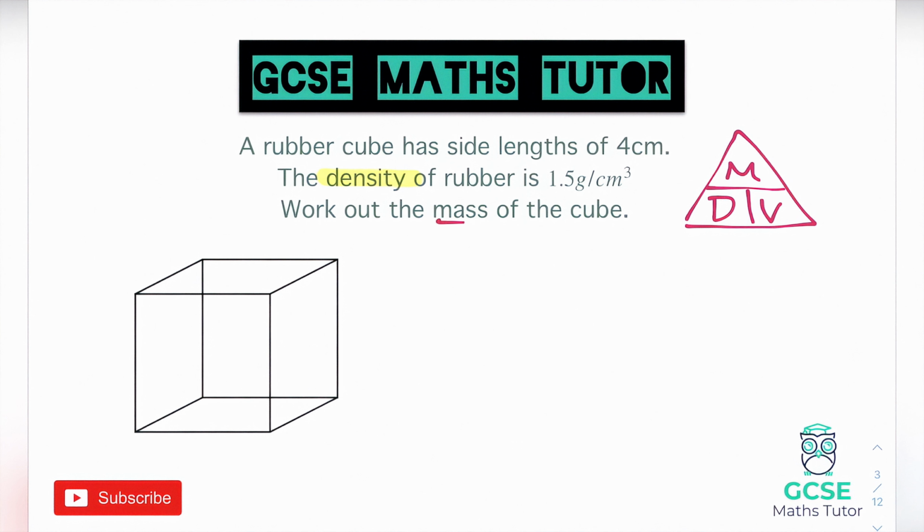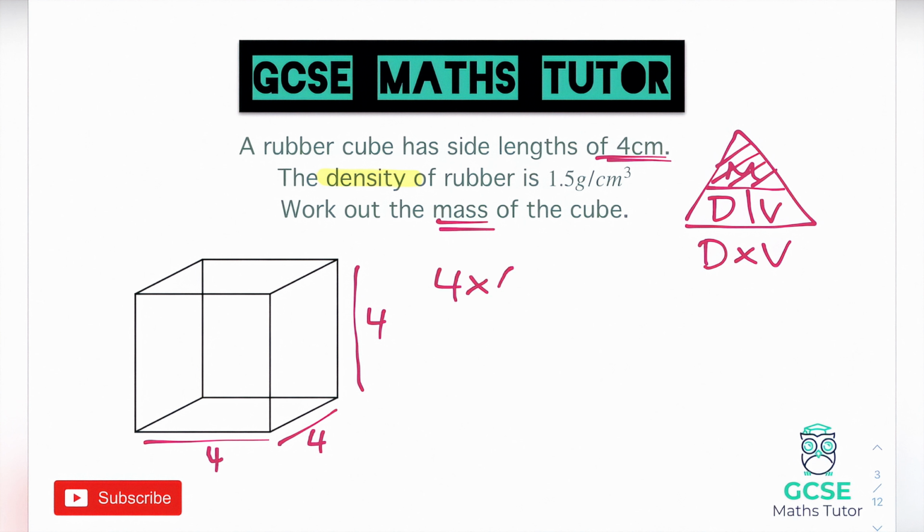Now this question says it wants us to work out the mass. So straight away, if I cover up the mass, that means I'm going to do density multiplied by my volume. This question gives us a cube, and it says the rubber cube has side lengths of 4 centimetres. So in regards to this image, we've got 4 centimetres across there, 4 centimetres here, and a 4 centimetre height. To work out the volume of a cube, you just multiply all those numbers together, in other words, 4 times 4 times 4. Take that in stages. 4 times 4 is 16, times that by 4 again, and that is going to be 64. The units are centimetres, so it's 64 centimetres cubed.